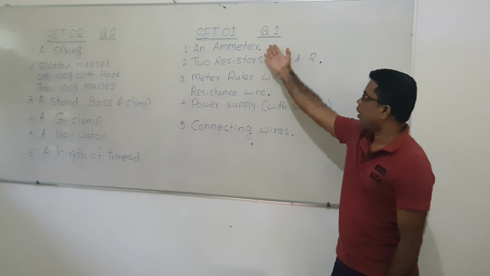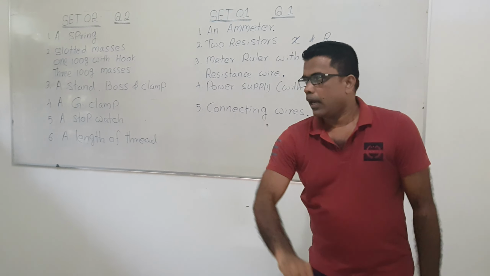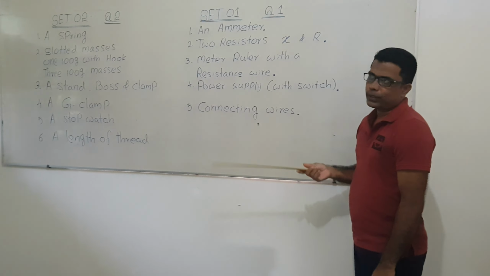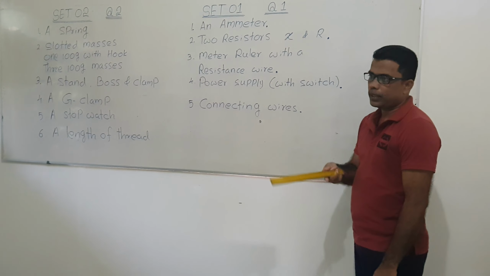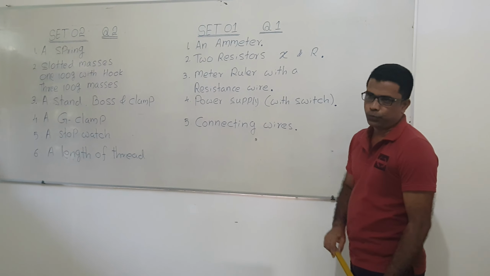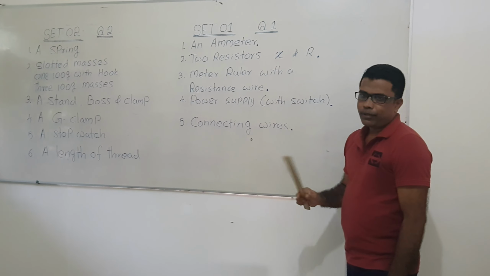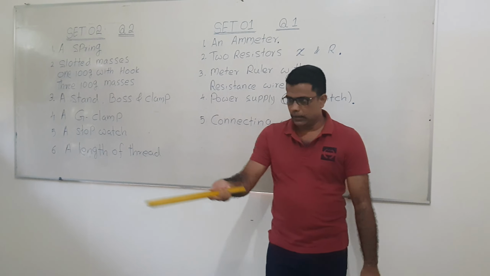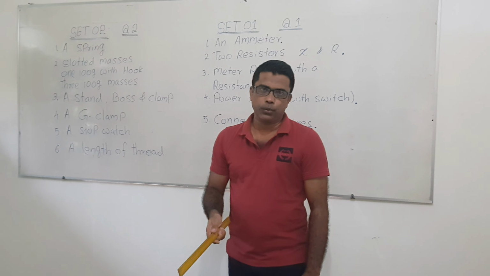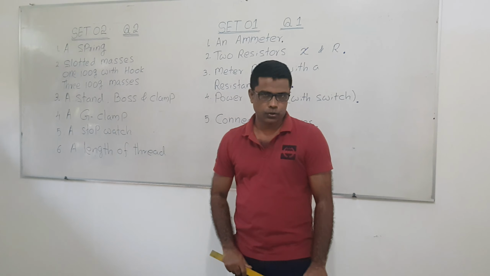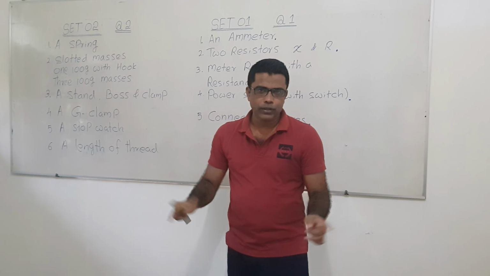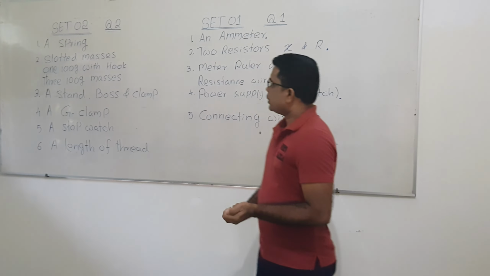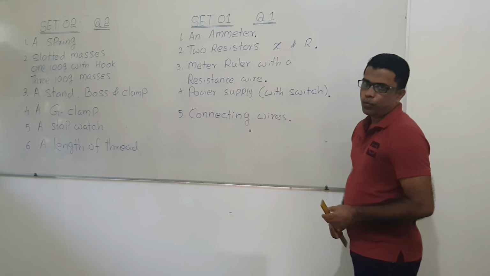For example, set 1, question number 1, and the required apparatus list is here. You will have to check whether it is present on the table for you. You will be having one question at a time, of course. One particular setup will be with you, and the other setup will be with another student. Then the changeover, you are familiar with that: after 1 hour you will be switching. So this one is question number 1.